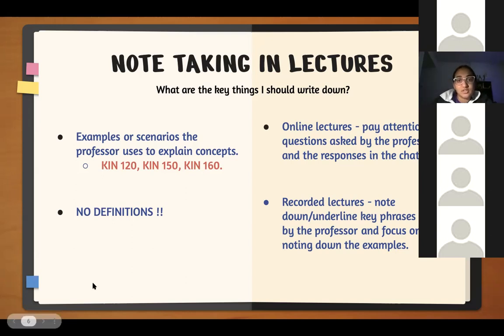In recorded lectures, it becomes much easier to focus on what the professor is saying once the information on the slides has been noted down earlier. Similar to live lectures, just note down or underline key phrases said by the professor and focus on noting down the examples. For example, in Kin 150, it could be key elements of what counts as extrinsic or intrinsic motivation and supporting examples. In Kin 160, it could be key terms defining power relations in different areas where this is observed, like social stratification, race, ethnicity, disability.